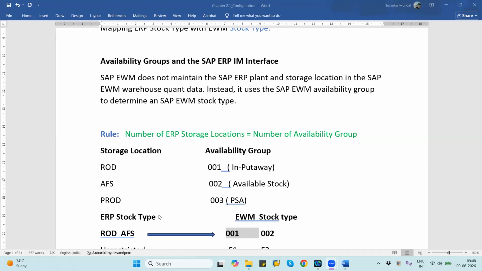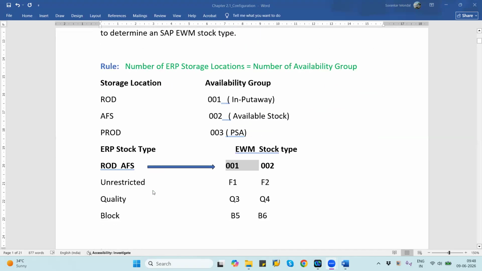Now, if we look at the ERP stock types, in ERP we have the storage locations ROD and AFS, and for both cases the stock type is either unrestricted, where the category is blank, for quality it is Q, and for blocked it is S category. Now, in EWM, how do they identify the stock type? Suppose there is a stock which is unrestricted and it is in the ROD storage location. In that case, in EWM, the stock type is F1.